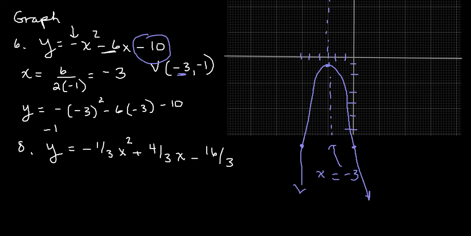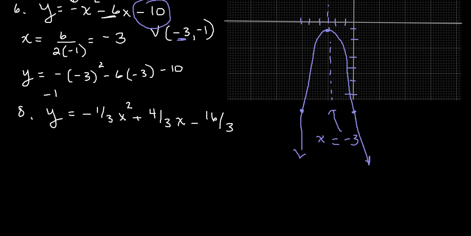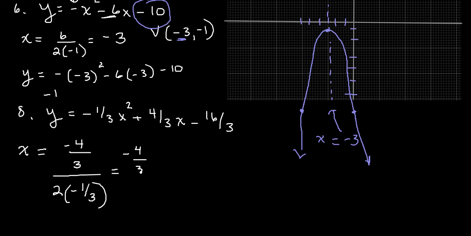And let's do this last one on this page. Yuck, I have fractions here. Let's get a new color. So we have to find the x-coordinate. So x equals, I didn't do this ahead of time, so this could be fun. Negative b, so it's going to be negative 4 thirds all over 2 times negative 1 third. So on the top we get negative 4 thirds. On the bottom we get negative 2 thirds.